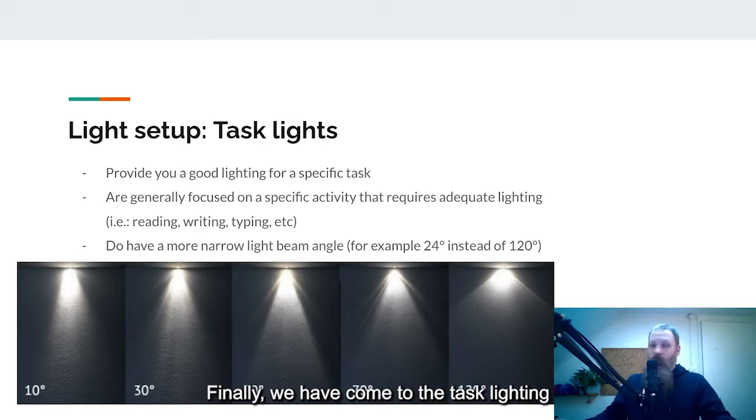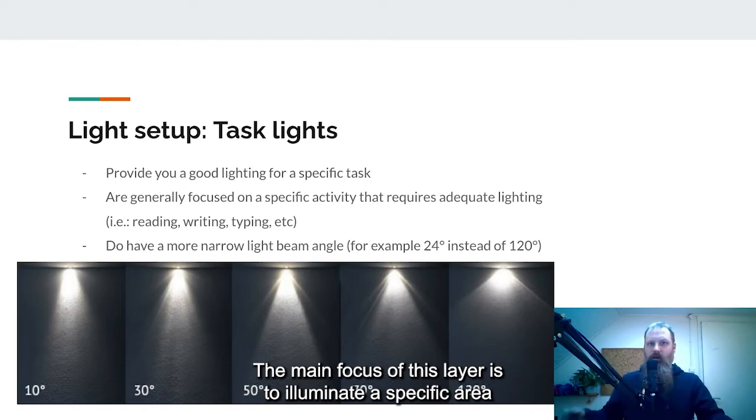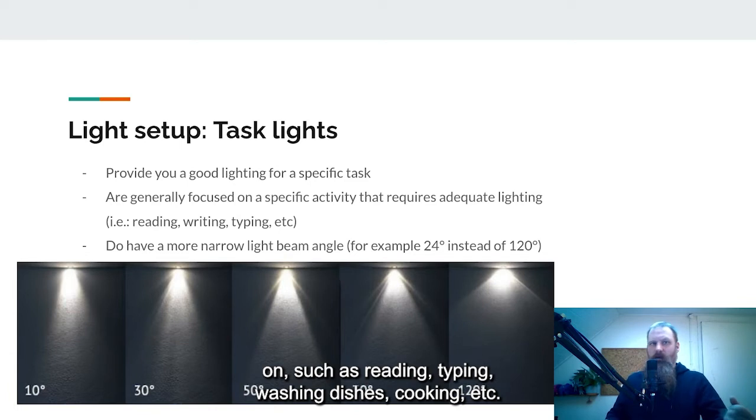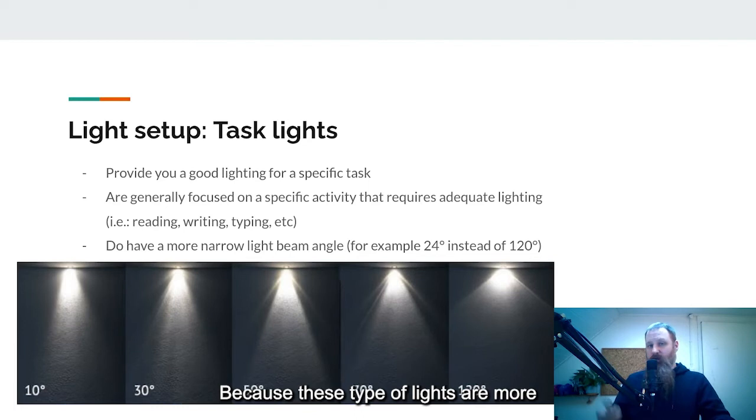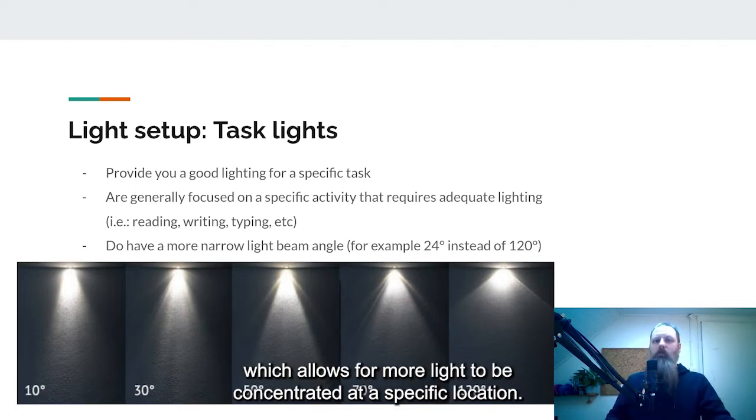Finally, we have come to the task lighting layer, which can also be very interesting and provide us with even more playroom. The main focus of this layer is to illuminate a specific area where we will be performing an activity that requires us to focus our attention on, such as reading, typing, washing dishes, cooking, etc. Because these type of lights are more focused, they generally have a narrower light beam angle, which allows for more light to be concentrated at a specific location.